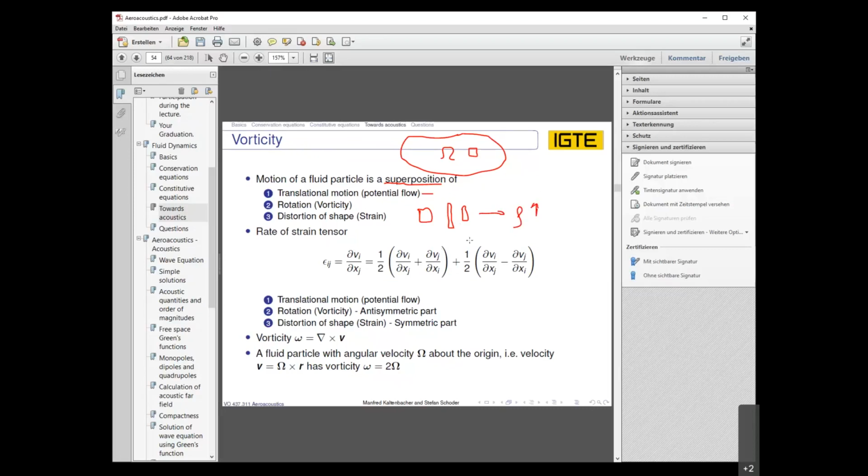Okay, so you have then this rate of the strain tensor and the translational motion, and potential flow is due to the boundary conditions. Any idea why it is like this? But we will see it later anyway. So potential flow arises due to the boundary conditions.